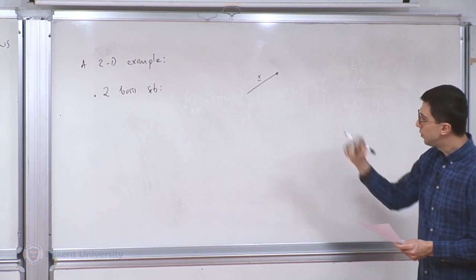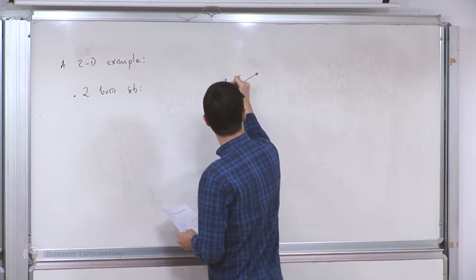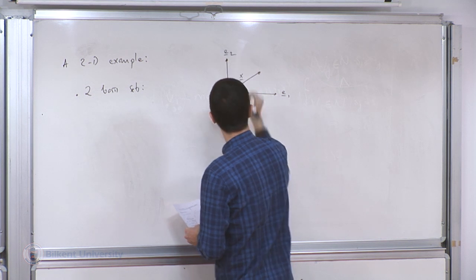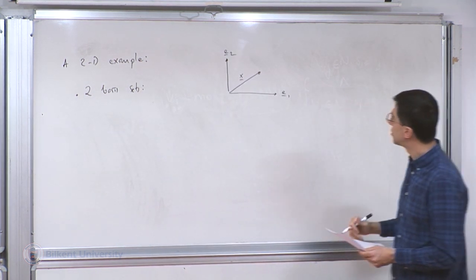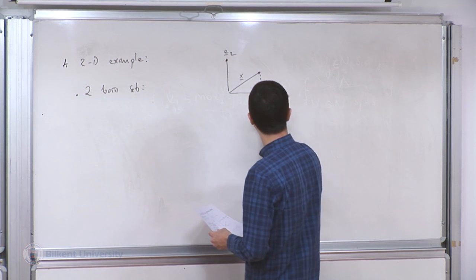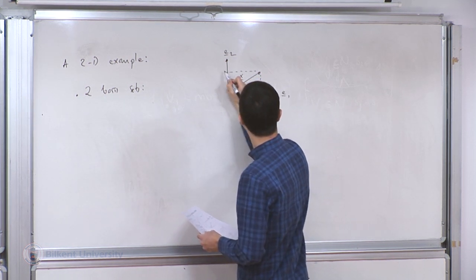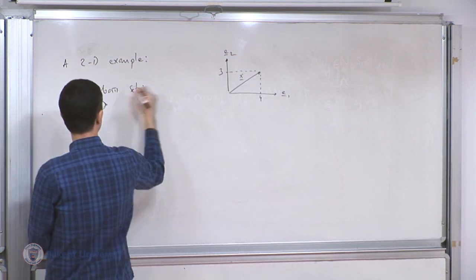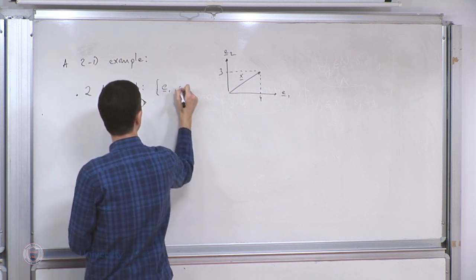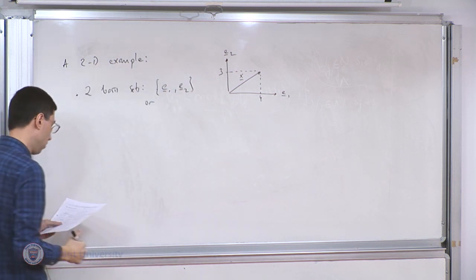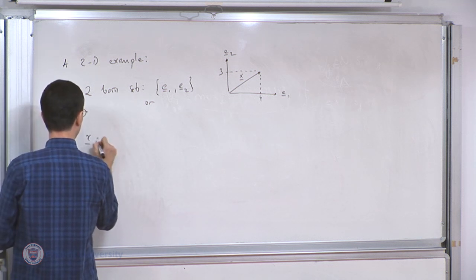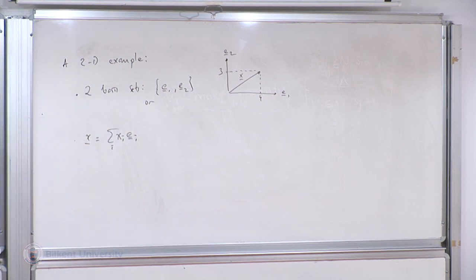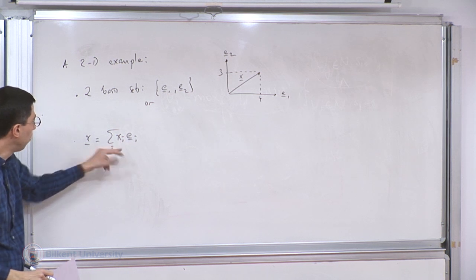And I will choose two different basis sets. The first one will be the original basis set. So let's call it E1 and E2. Okay? And let's say that this position vector is such that its components are 4 and 3. So using this basis set, the first thing I can do is write x is equal to the sum over i of xi ei. I'm expressing the vector with respect to its basis using its components.